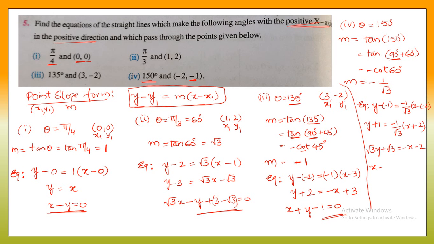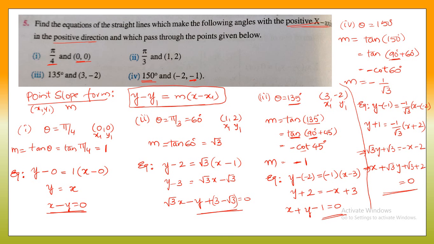So when I transpose everything, this becomes x plus root 3y plus root 3 plus 2 is equal to 0. So this is nothing but my line equation. So when inclination is 150 degrees and it is passing through (-2, -1), my line equation is x plus root 3y plus root 3 plus 2 is equal to 0.